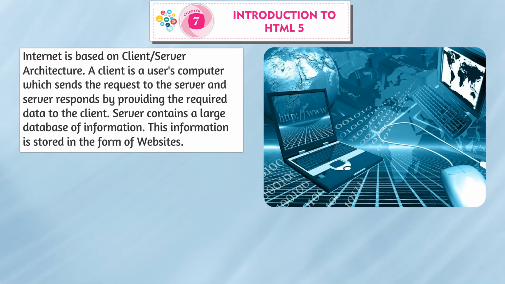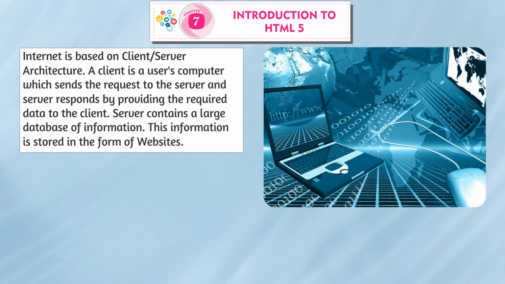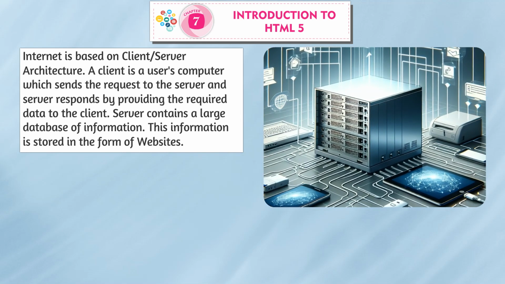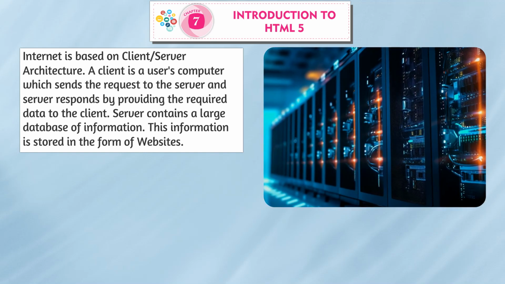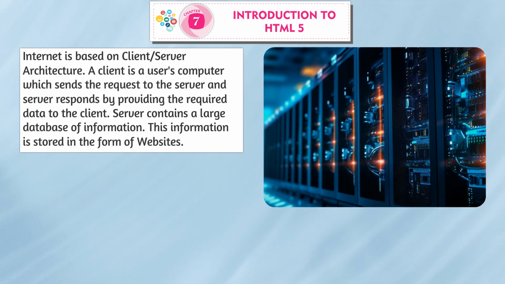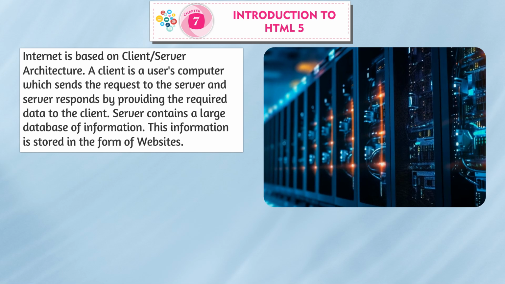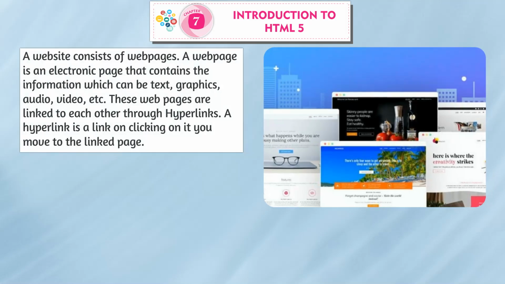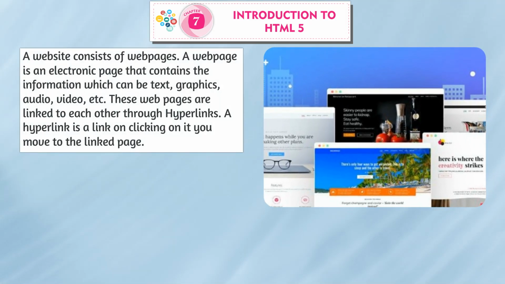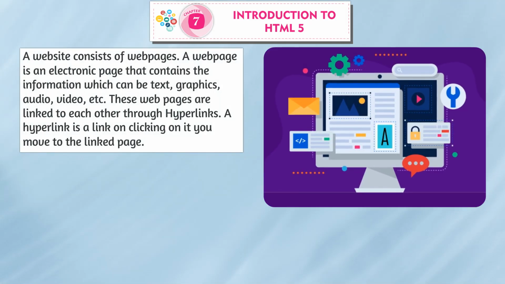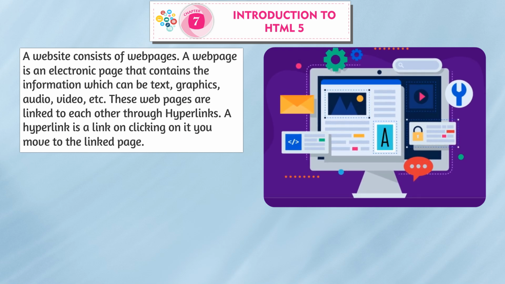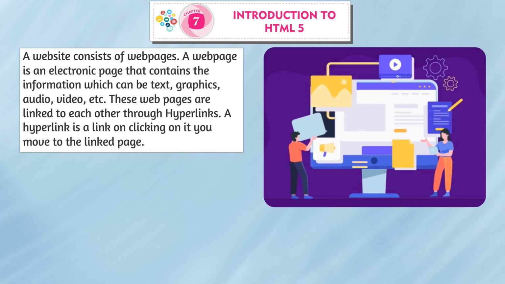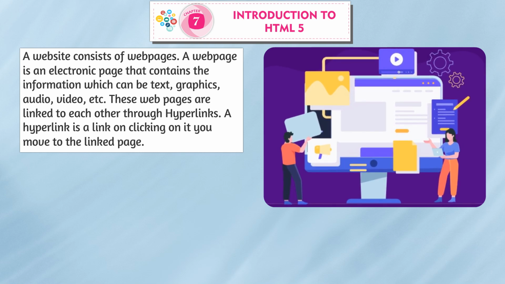Internet is based on client-server architecture. A client is a user's computer which sends the request to the server, and server responds by providing the required data to the client. Server contains a large database of information. This information is stored in the form of websites. A website consists of web pages. A web page is an electronic page that contains the information which can be text, graphics, audio, video, etc. These web pages are linked to each other through hyperlinks.